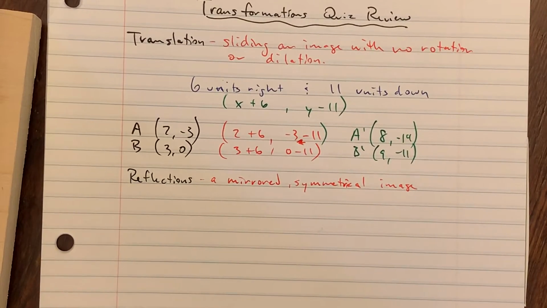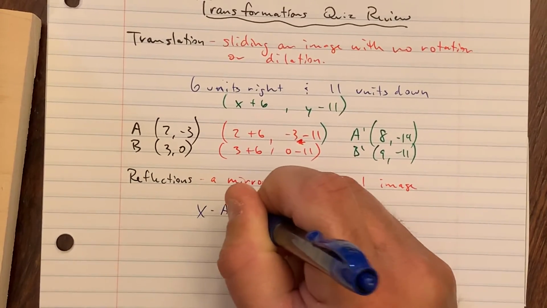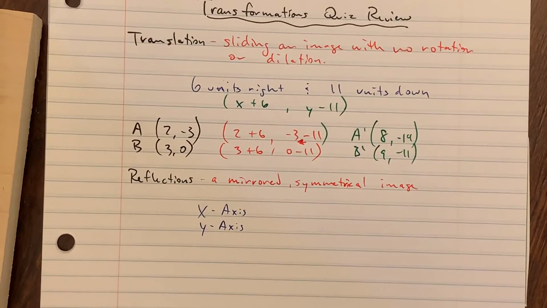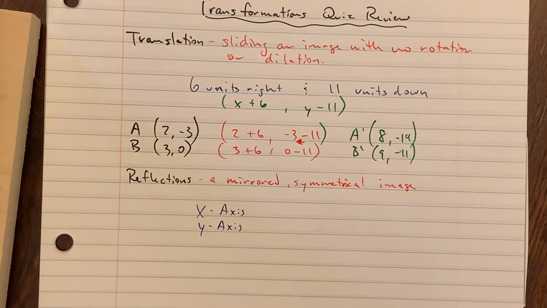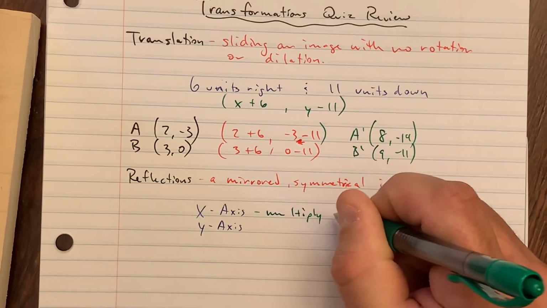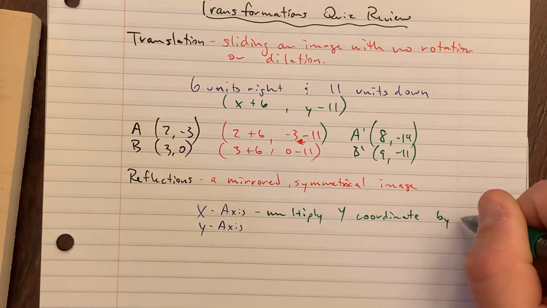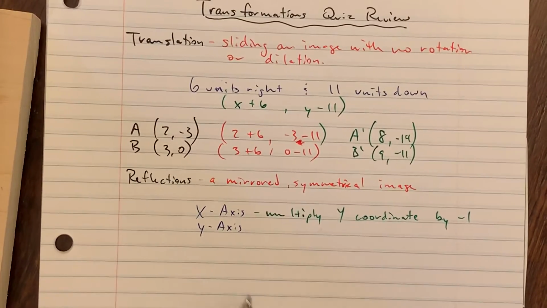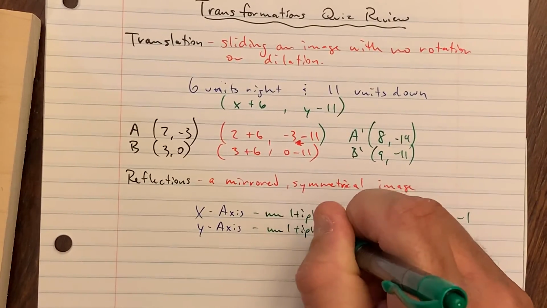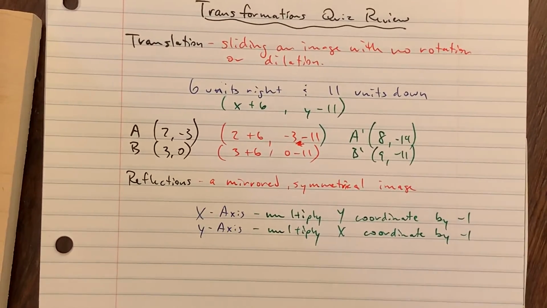Reflections wise, we have 2 ways that I just described. We reflect over the x-axis or over the y-axis. That's really all we're worried about. We have specific rules. If I'm going to reflect over the x-axis, we multiply our y coordinate by -1. If we're going to reflect over the y, we multiply our x-coordinate by -1.